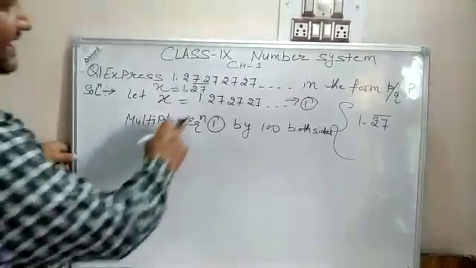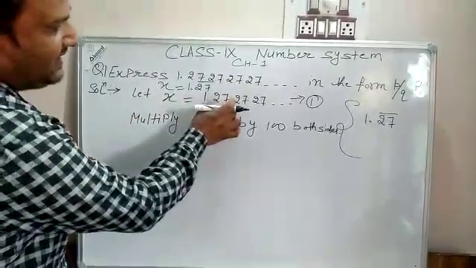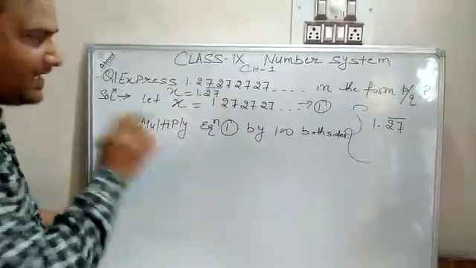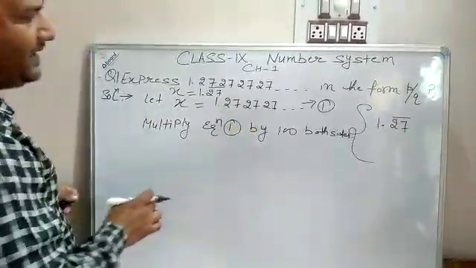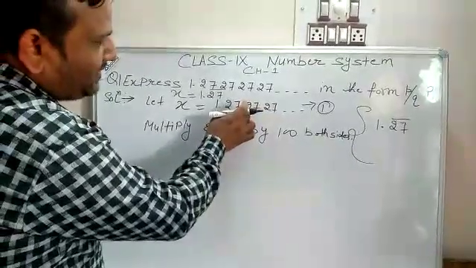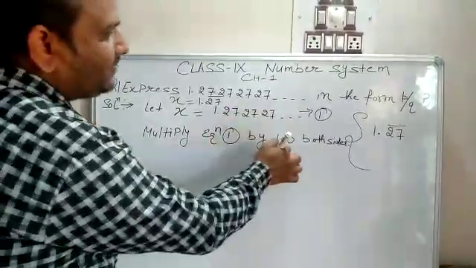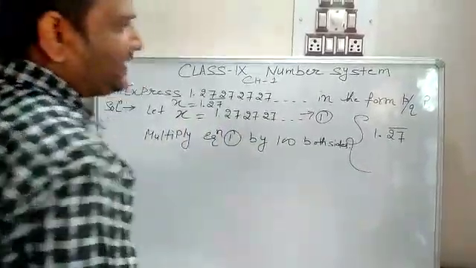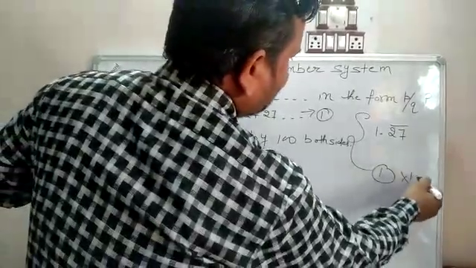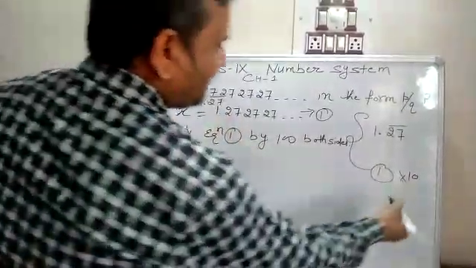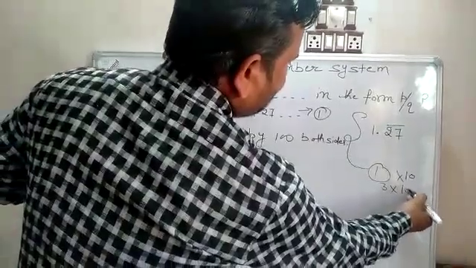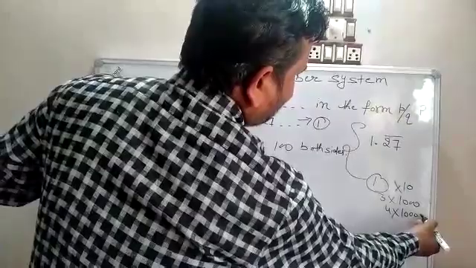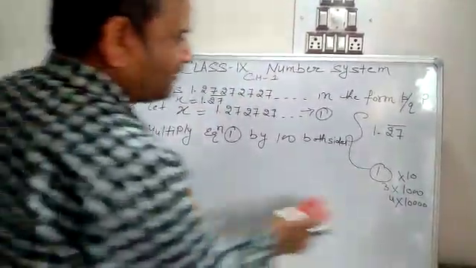You have to focus on the digits after the decimal. How many numbers are under the bar? Keep that in mind. If there are two numbers under the bar, you multiply by 100. If there is one number under the bar, you multiply by 10. If there are three numbers under the bar, you multiply by 1000. If there are four numbers under the bar, you multiply by 10,000. So that is the way.